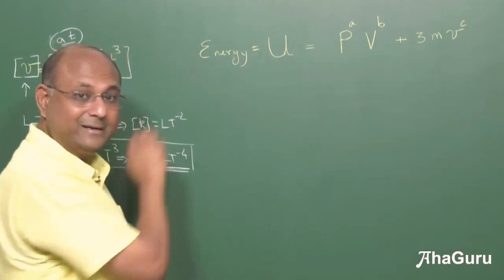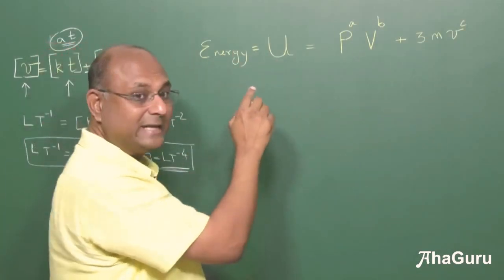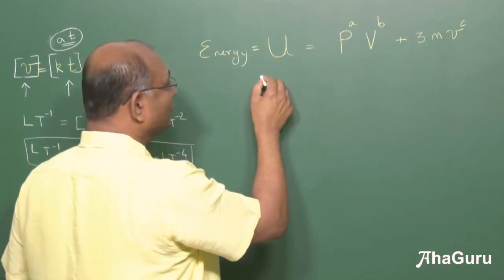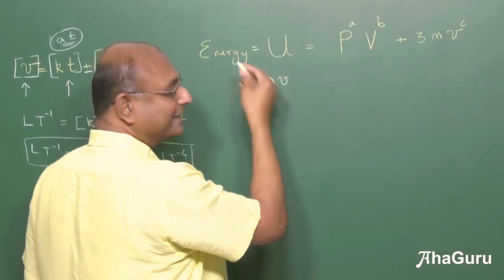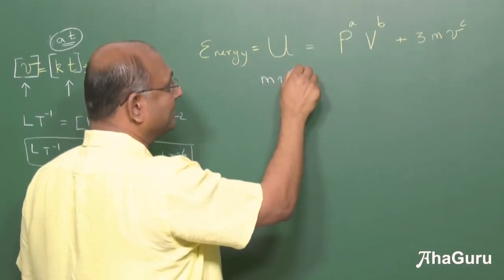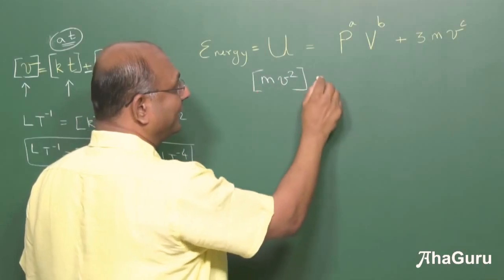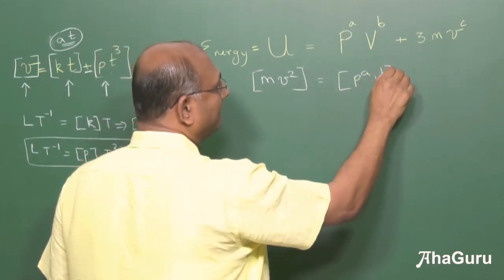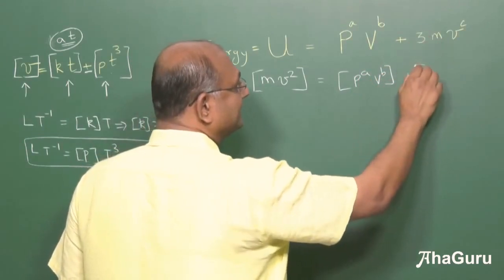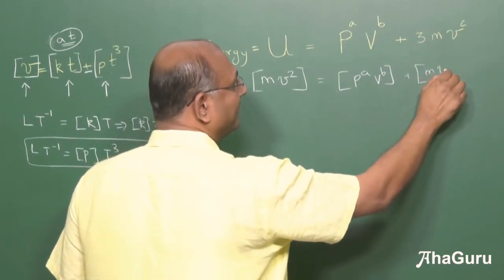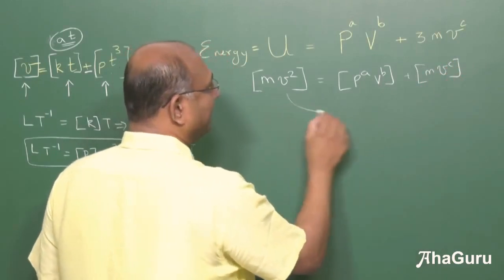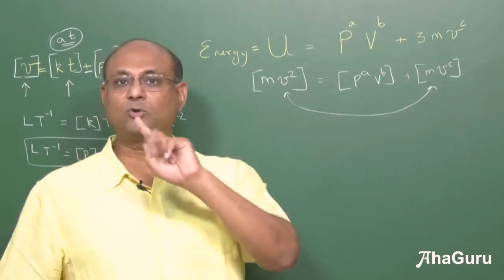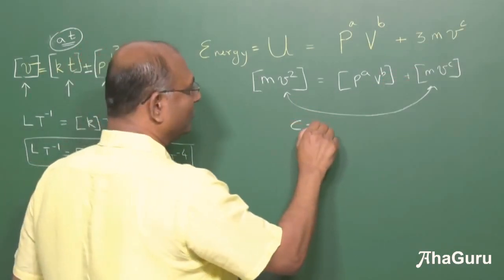You know this is energy, right? Now energy is the same dimension as half mv square or force into work. Let us use mv square. Half mv square is energy, so mv square must be energy. Now the dimensions of mv square must be equal to the dimensions of p power a, v power b, and must be the dimensions of 3 doesn't matter, m, v power c. Just by comparing, what can you say? C must be equal to 2. So C is equal to 2.